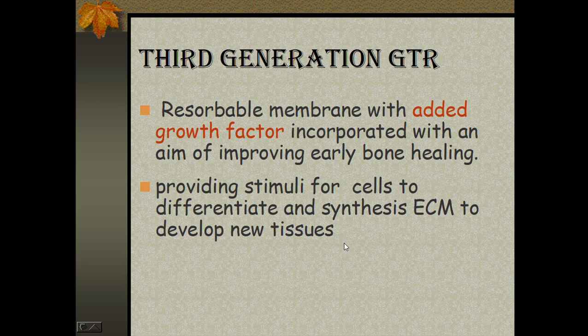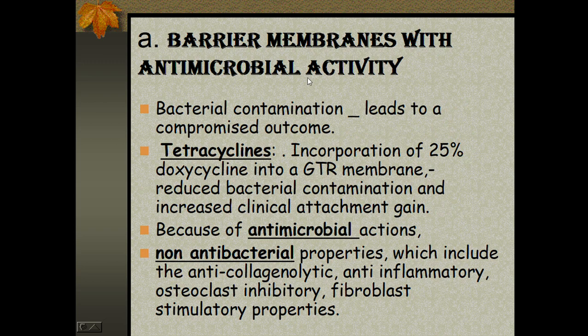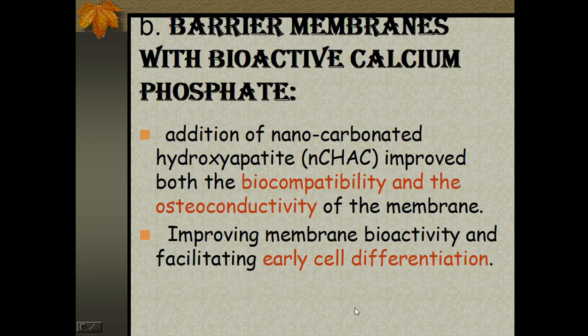Coming on to third generation guided tissue regeneration. They are resorbable membranes with added growth factors in order to improve healing. It provides stimuli for cells to differentiate and synthesize extracellular matrix. First under this is the membrane with antimicrobial activity. In this, first is tetracycline. 25% doxycycline is incorporated in the membrane and it not only reduces bacterial contamination by its antimicrobial activity, but other non-antimicrobial properties are also there, which include anticollagenolytic, anti-inflammatory, osteoclast inhibitory and fibroblast stimulatory properties.